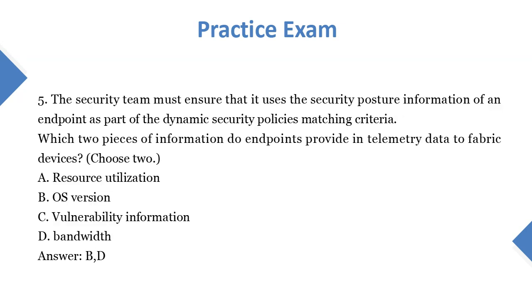5. The security team must ensure that it uses the security posture information of an endpoint as part of the dynamic security policy's matching criteria. Which two pieces of information do endpoints provide in telemetry data to fabric devices? Choose 2. A. Resource utilization. B. OS version. C. Vulnerability information. D. Bandwidth. Answer: B, D.